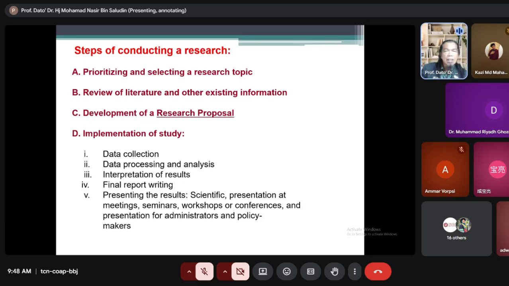Next, review literature and other existing information, development of the research proposal, implementation of the study, data collection, that is the advanced step, data collection, data processing, analysis. If you are at these stages, you are going towards the end of your research. Writing, interpretation of results, final report writing, presenting the results, scientific journal, presentation at meetings, seminars, workshops, conferences, and presentation for administrators and policy makers.